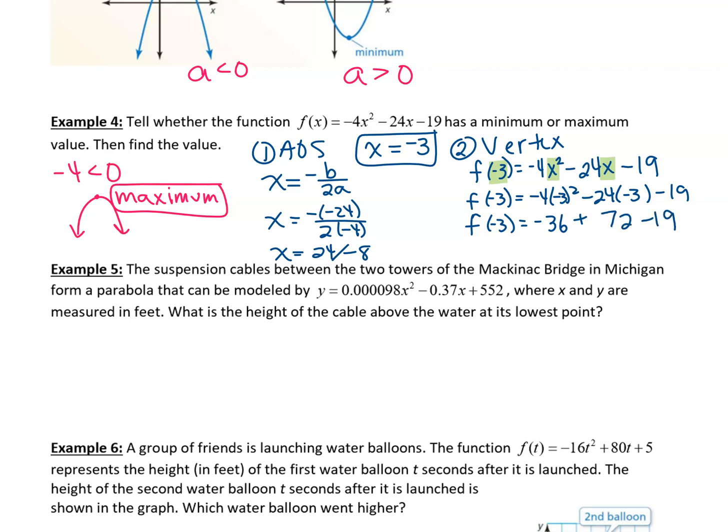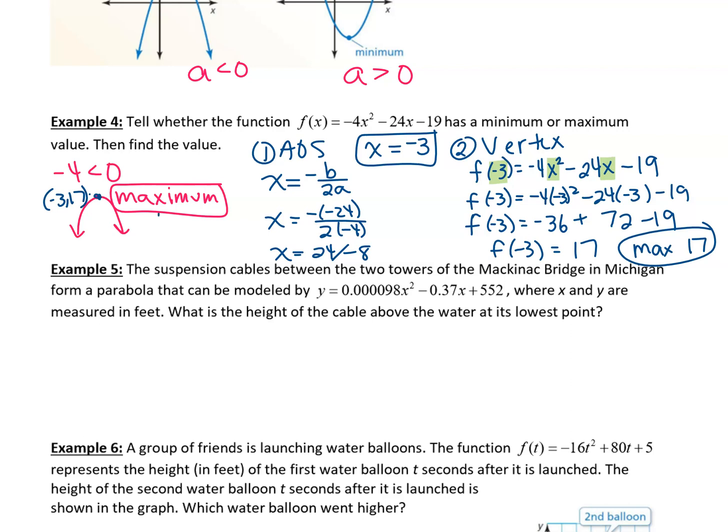And then minus 19. So f of -3. So -36 plus 72 is positive 36. Minus 19 is 17. So the maximum that we said it has is 17. We only want the y part of that. So we can see that the vertex, if I wanted the vertex, it was -3, 17.